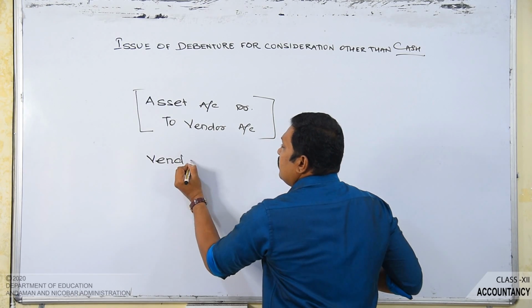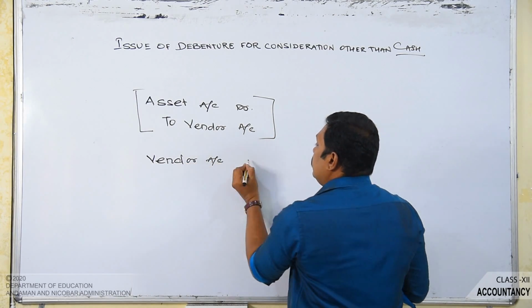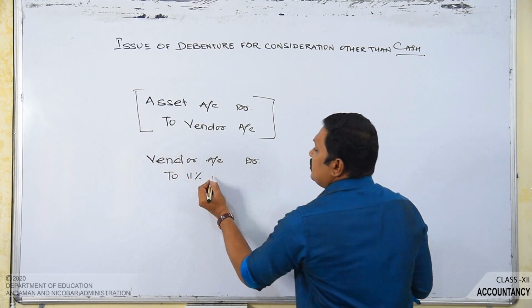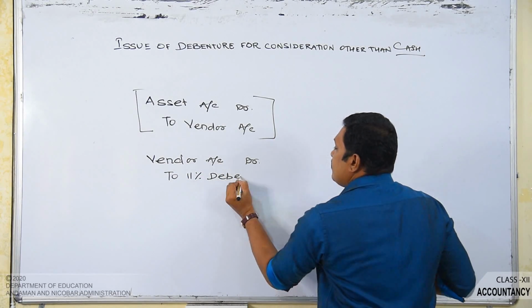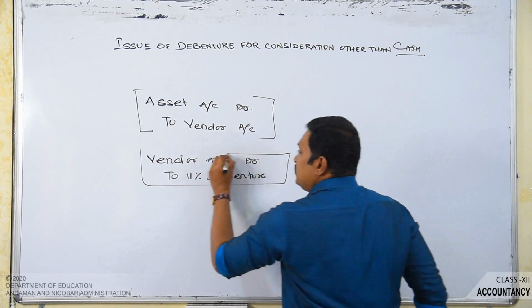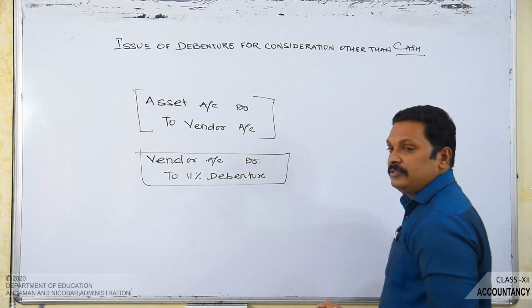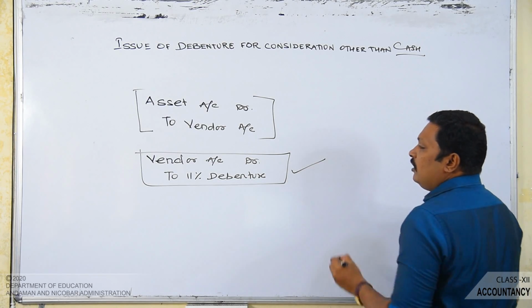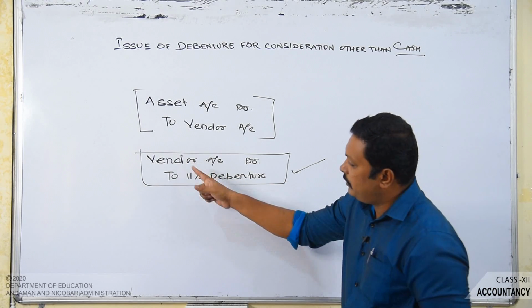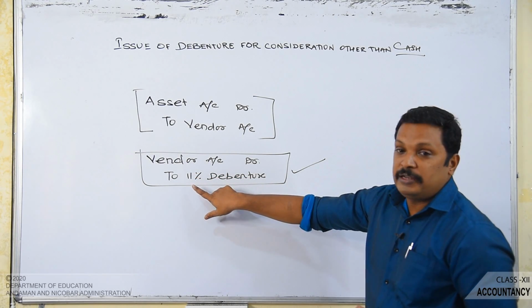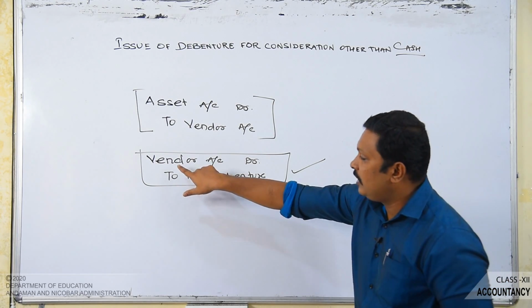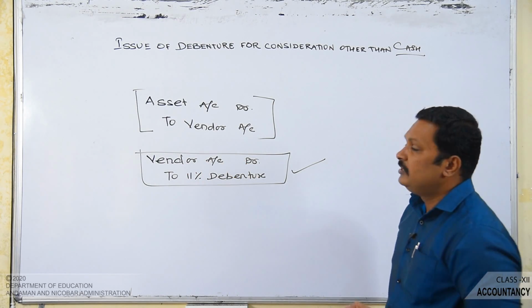So the entry is vendor account debit to some percentage debenture. When we issue debentures to the vendor, we write vendor account debit to 11% debentures. When we pay cash, the entry is vendor account debit to cash account. But we are not paying any cash, we are issuing debentures. That is why you have to write vendor account debit to 11% debenture.